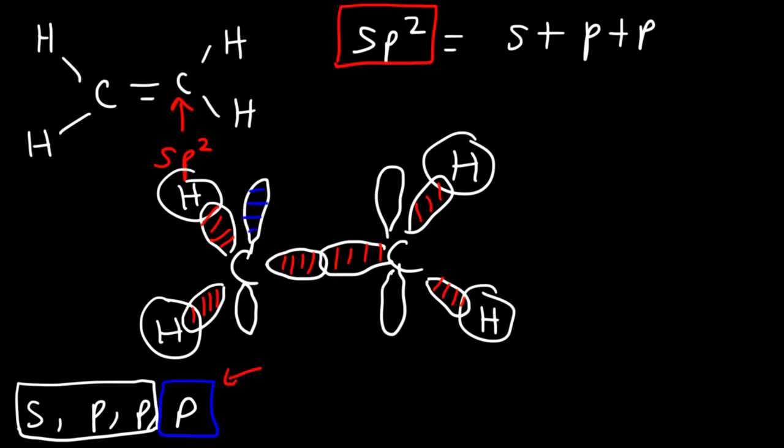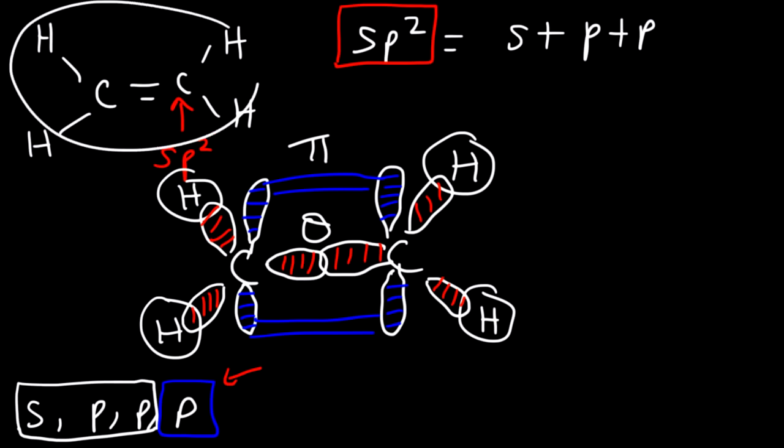And here are the unhybridized p orbitals. The unhybridized p orbitals are used to make the pi bond. So the pi bond exists above and below the sigma bond. So here's the pi bond, here's the sigma bond.